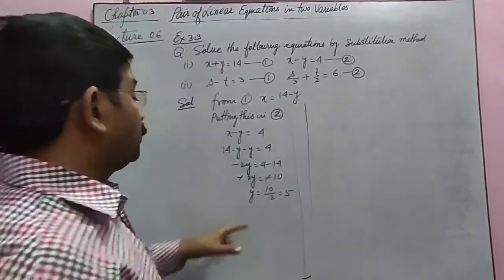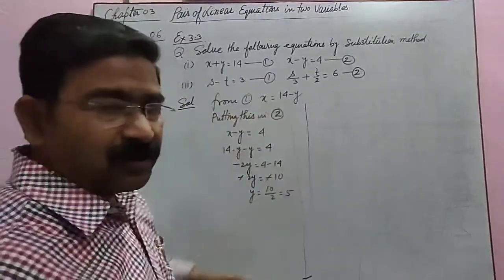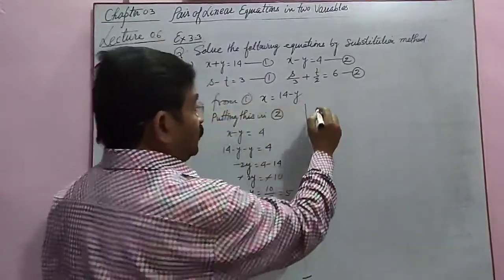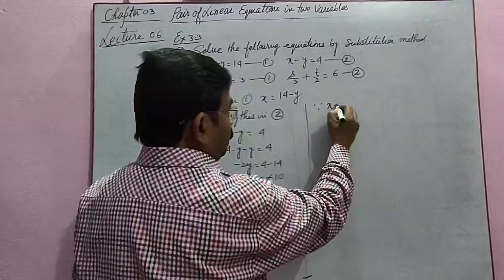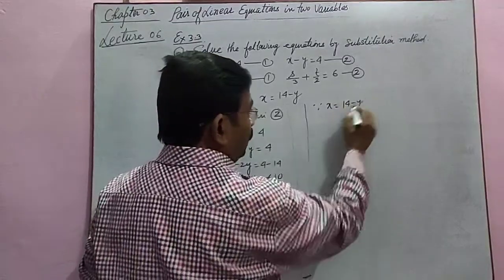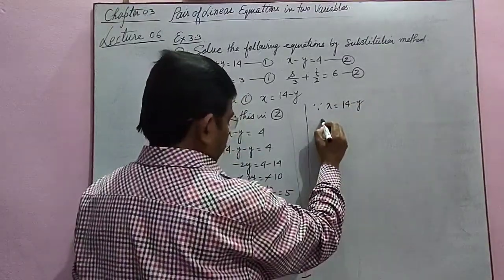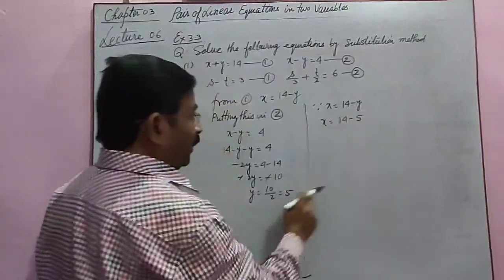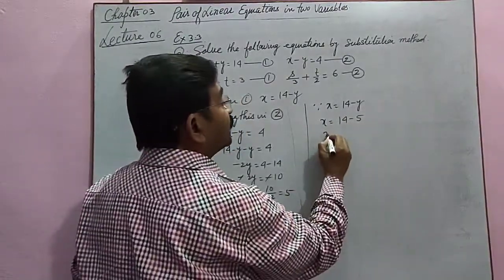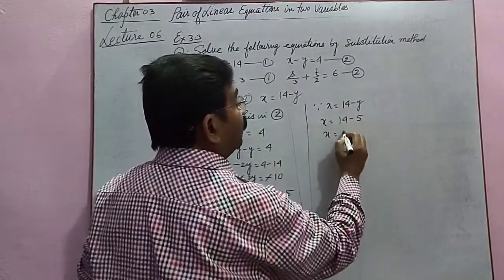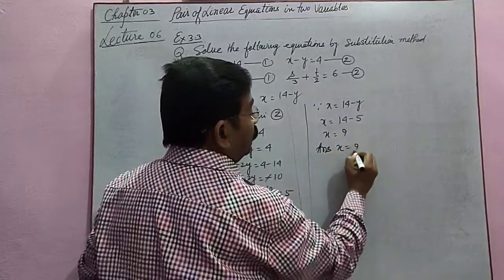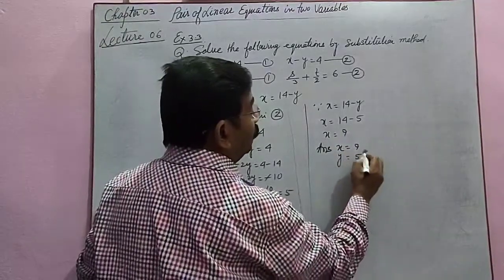Now by substituting the value of y in any of the equations we can get the value of x. We have got x already. Since x is equal to 14 minus y, so x is equal to 14 minus 5, for y we have kept 5. So x is equal to 14 minus 5 is equal to 9. So the answer is x is equal to 9, y is equal to 5.